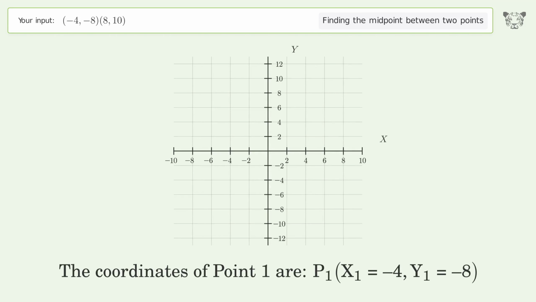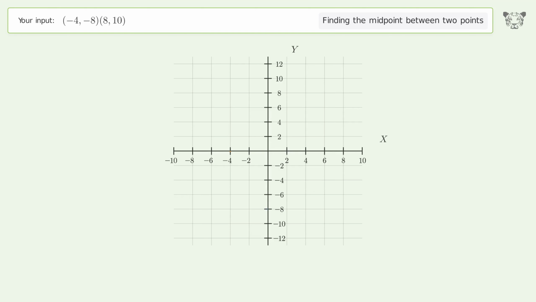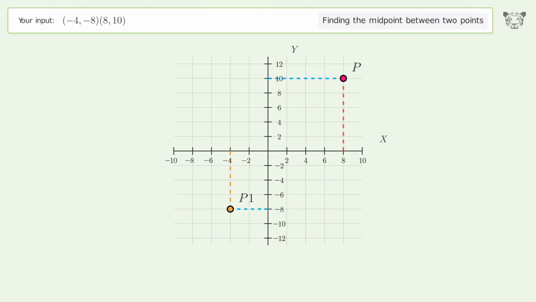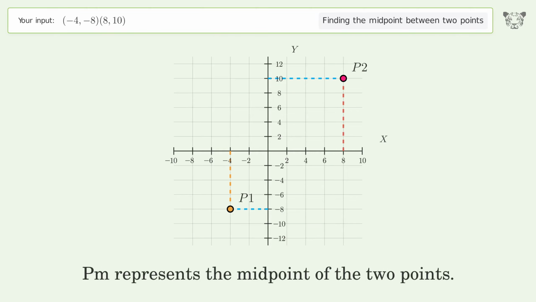The coordinates of point 1 are x1 equals -4, y1 equals -8. The coordinates of point 2 are x2 equals 8, y2 equals 10. PM represents the midpoint of the 2 points.